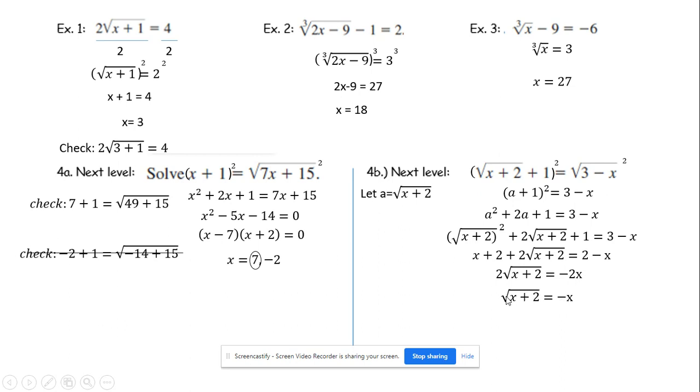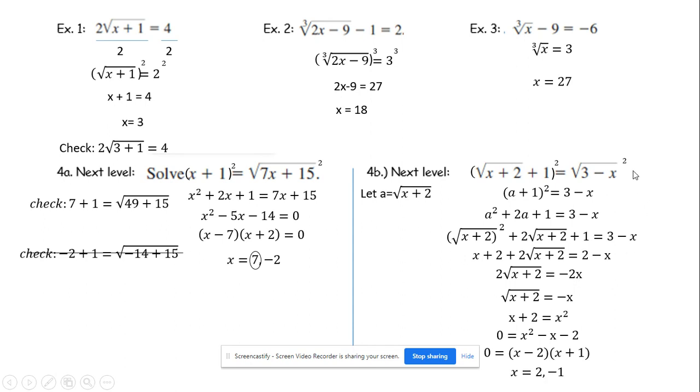So now I'm ready to undo my square root. It's completely isolated. So I'm going to square both sides, and negative x to the second power is x squared. And then we're just going to solve it like a normal quadratic problem, and it does factor nice and pretty for you. So it looks like your two possible answers are 2 and negative 1.